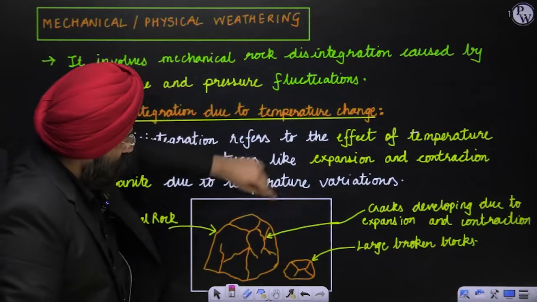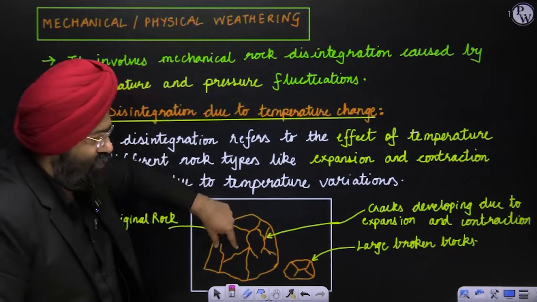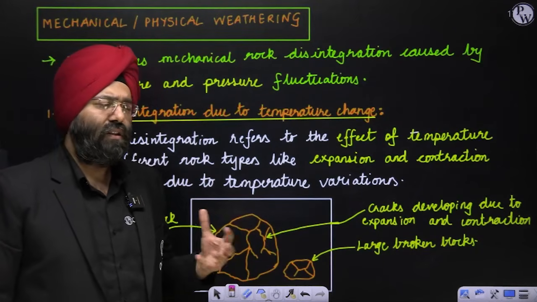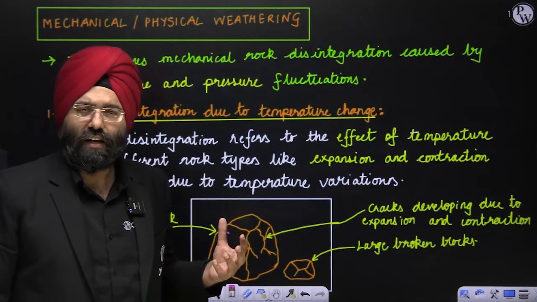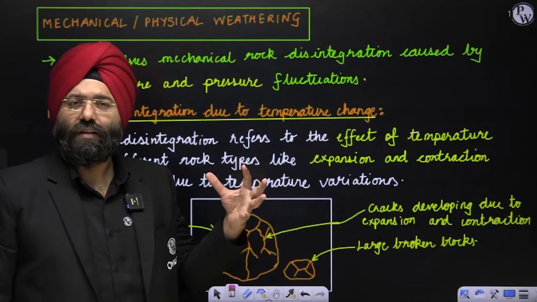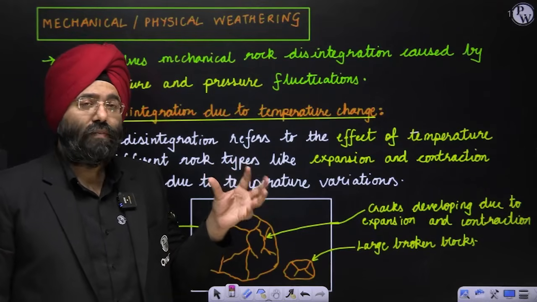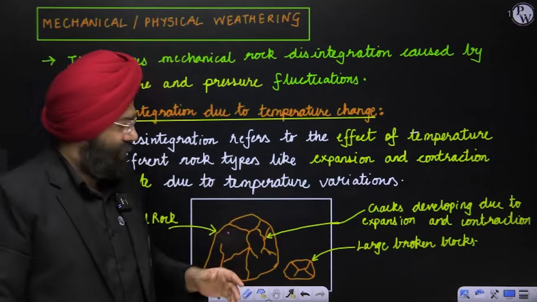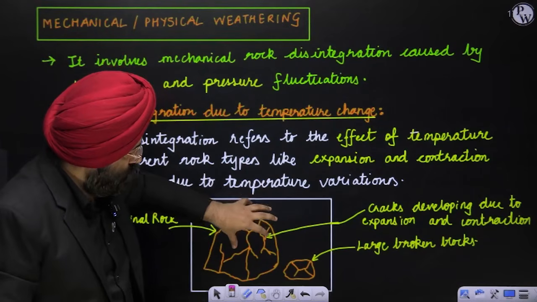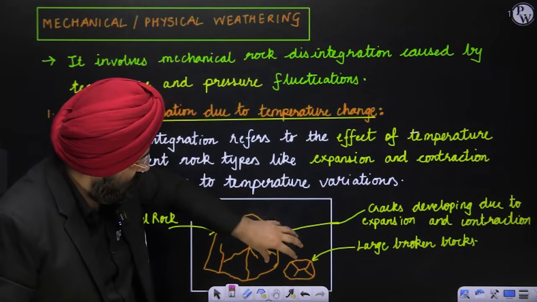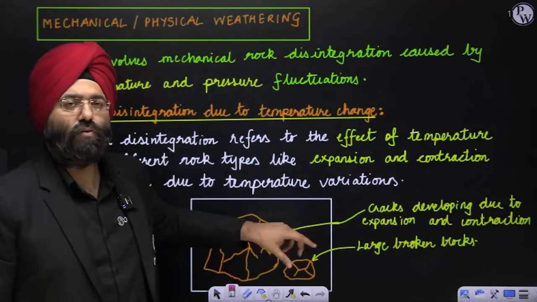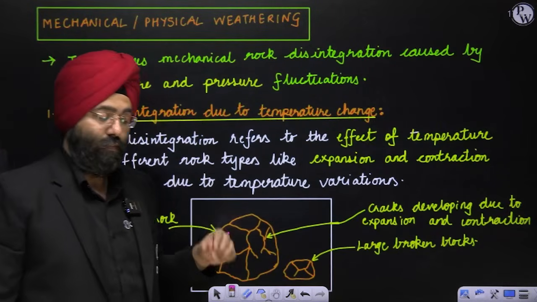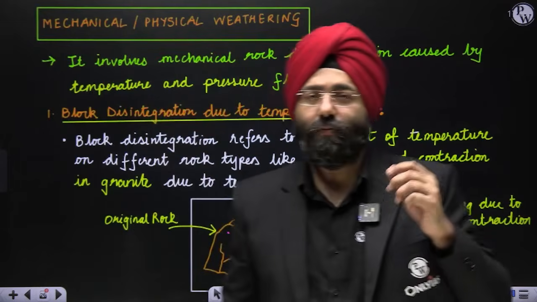Now, you see these lines that I have made, these are because of the cracks that are made due to contraction and expansion. During the daytime, when there is a lot of heat, temperature is high, expansion of rock will take place. During the night, when there is cooling, due to repeated expansion and cooling, there will be cracks that will develop. And a large, huge piece of rock will break from this major parent rock, and this is known as block disintegration due to temperature change. Clear? Block disintegration due to temperature change. This is the first type.